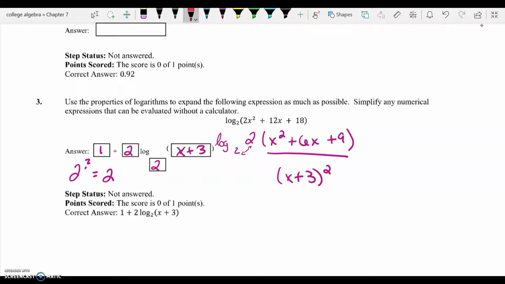So you have to divide by the 2. Think 2 to the what's going to give me 2. It's 1. That's why there's a 1 out front. And then the rest of it is based off of properties that we've done before.